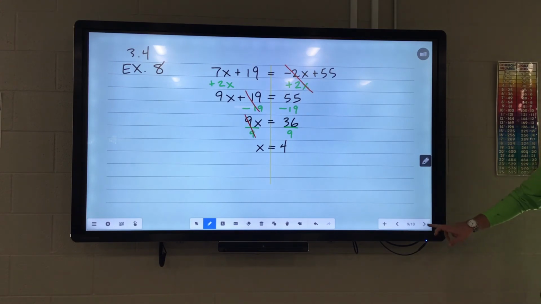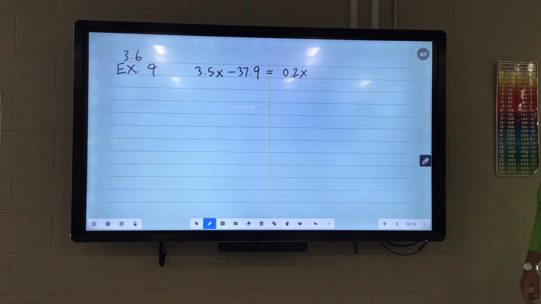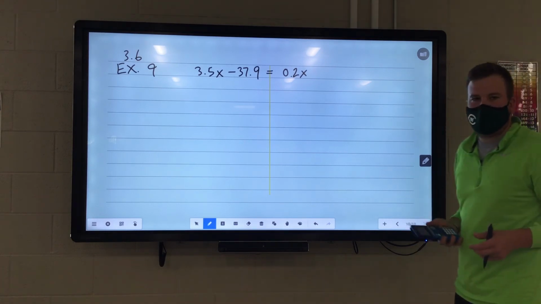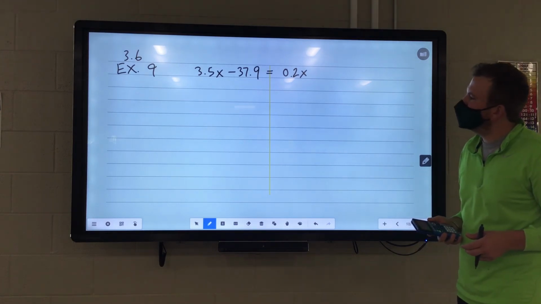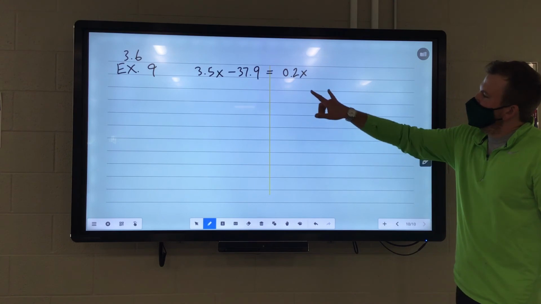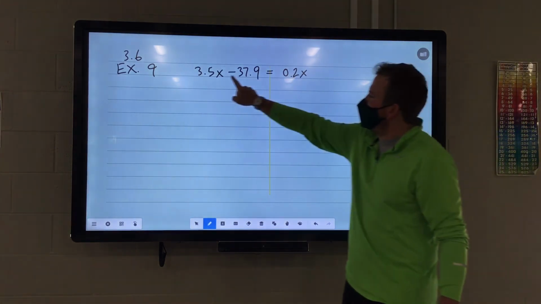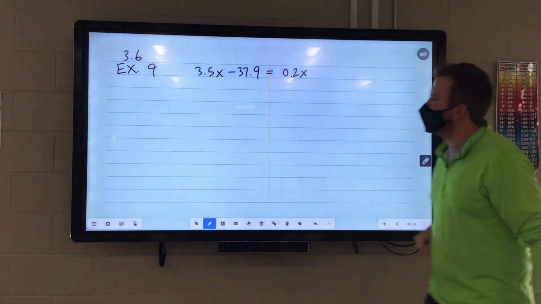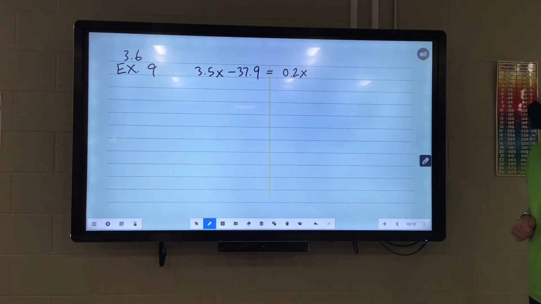And last, in 3-6, you're going to see some problems that have decimals in them. Now, not to worry, we're going to do the exact same thing, except now, we're just going to have to deal with some decimals. No big deal. So looking at this, I have variables on both sides of the equation. So let's go ahead and get all of my variables on one side of the equation.